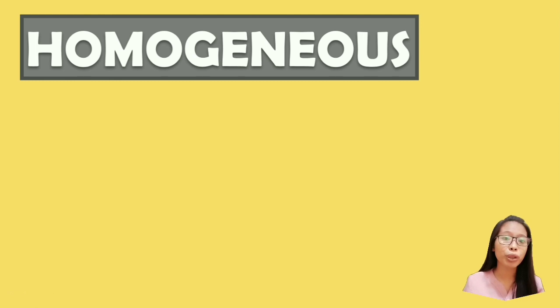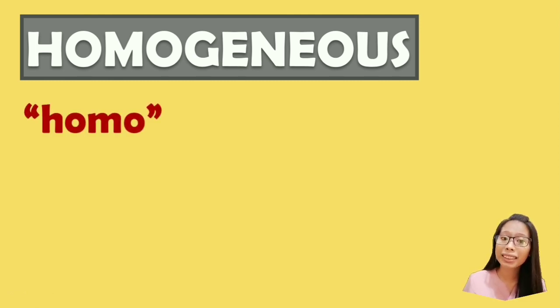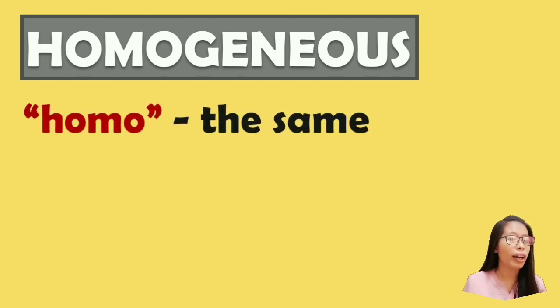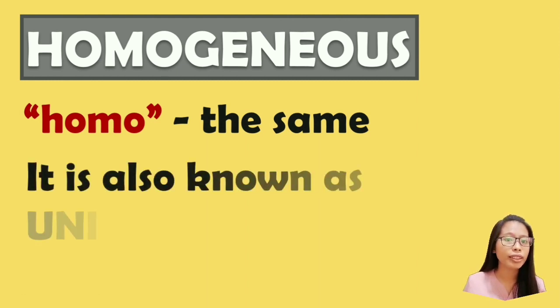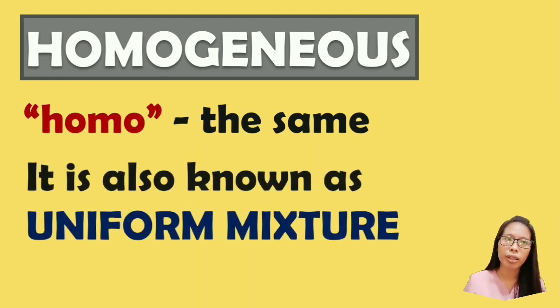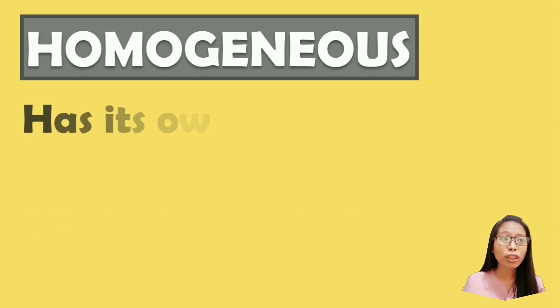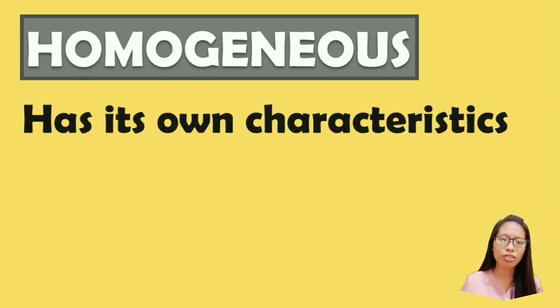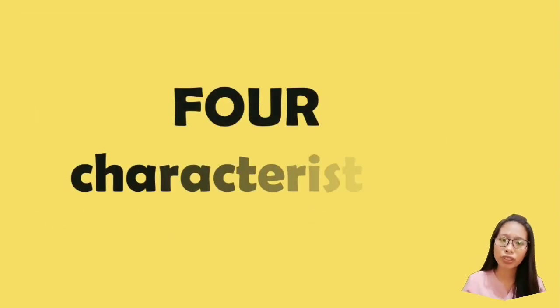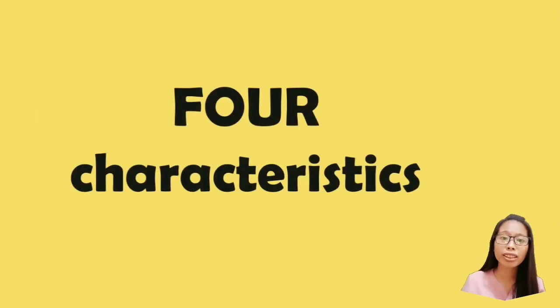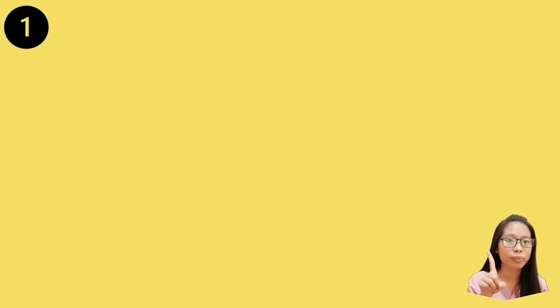Homogeneous comes from the word homo, which means the same. That's why it is also known as uniform mixture. Homogeneous mixture has its own characteristics. We will be learning 4 characteristics of a homogeneous mixture. Let's start with the first one.